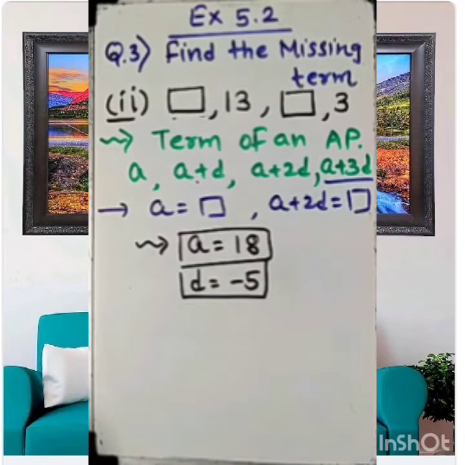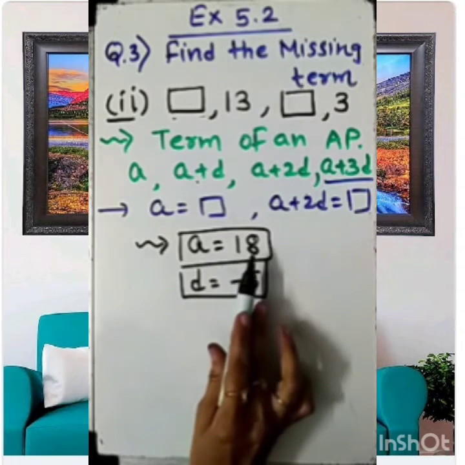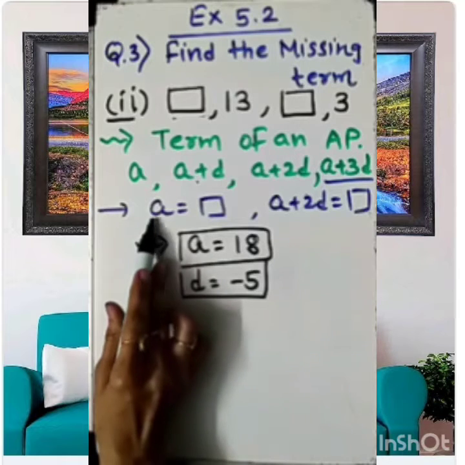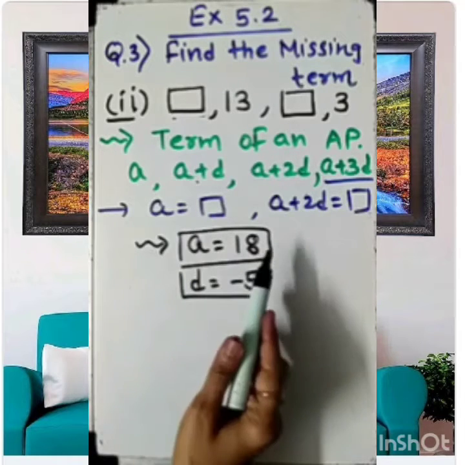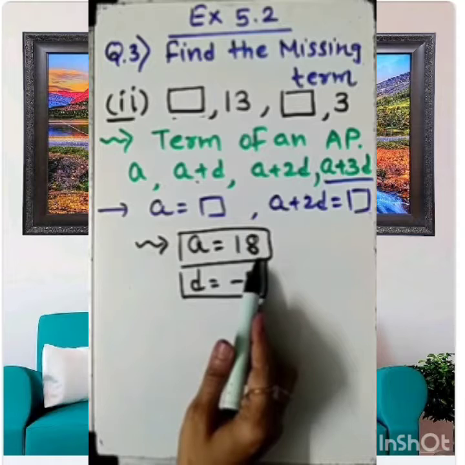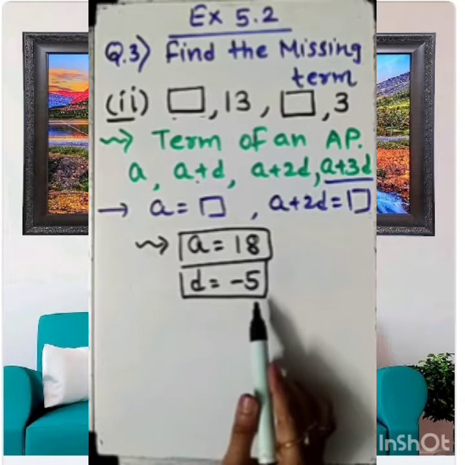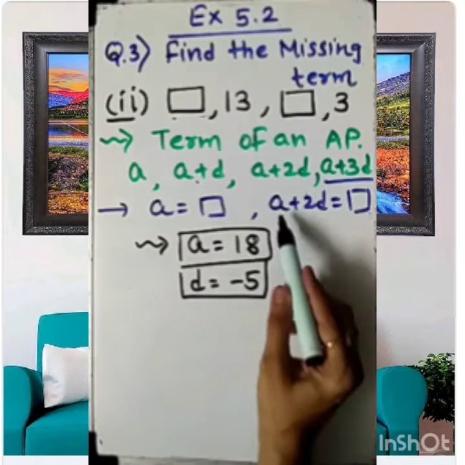So my dear student, through the two results, the value of A is equal to 18. That is A equal to 18. So here we need to mention A only. The first term is A only, so it will be 18. And the difference is minus 5. So let's work this out first.